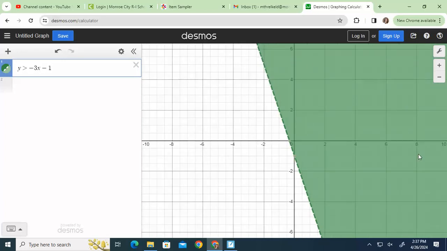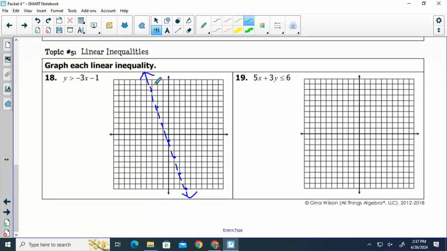Shaded. And we talked when we did this different ways to know where to shade. We usually kind of pick test points, but for the purpose of this, use Desmos. If you don't know where to shade, type it in and see. So our solution is just any ordered pair in that shaded part. And we see Desmos even shows us that it's a dashed line. So all of the points over here would work.